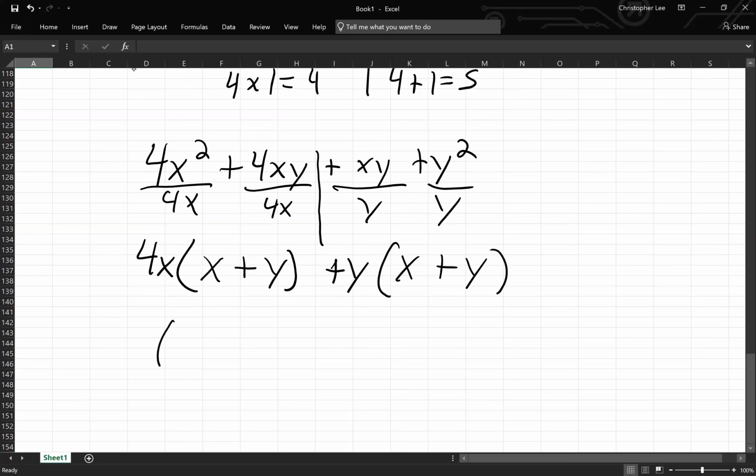I'm going to factor out that x plus y. And what am I left with? I'm left with 4x plus y. And then that's it.